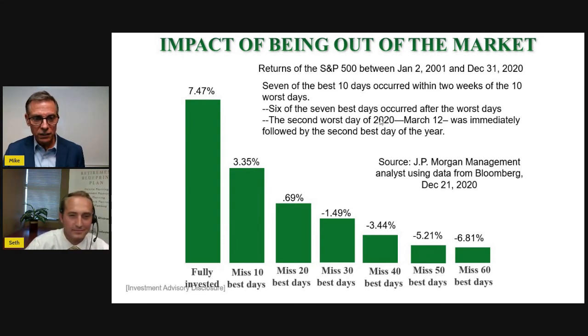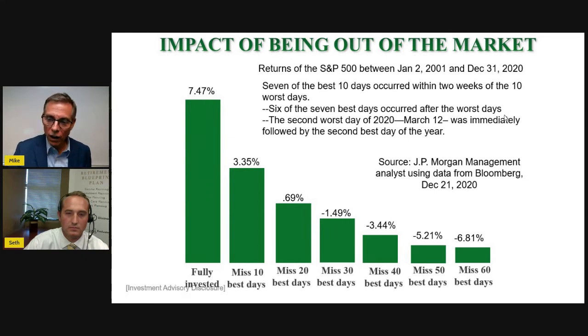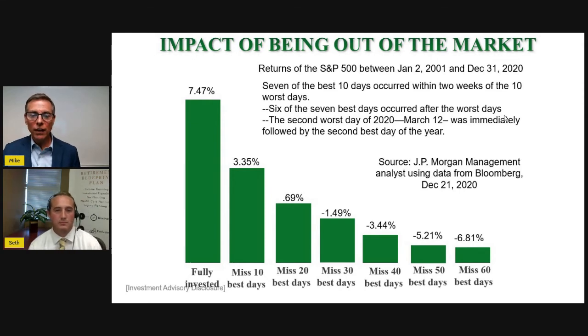Let's read the next statement. 6 of the 7 best days occurred after the worst days. 6 of the 7 best days occurred after the worst days. And then finally, the second worst day of 2020, COVID, March 12th, think of this, was immediately followed by the second best day of the year as of this writing.